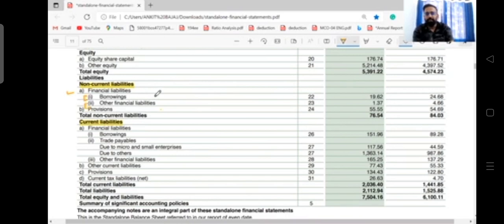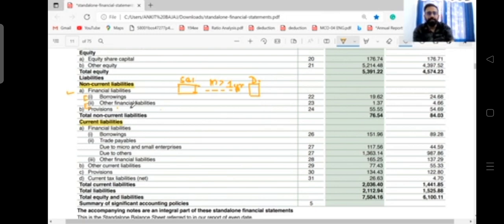Now what is borrowing? Let's suppose Dabur Limited has taken a loan from SBI Bank. If Dabur is taking a loan from SBI Bank, and the maturity period of that loan is greater than 1 year, then it will be shown in borrowings, or you can say the non-current liability side, right?